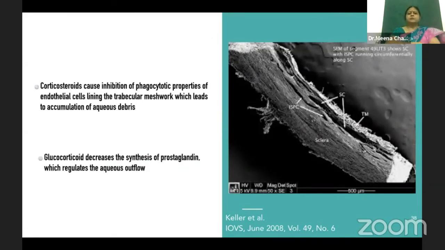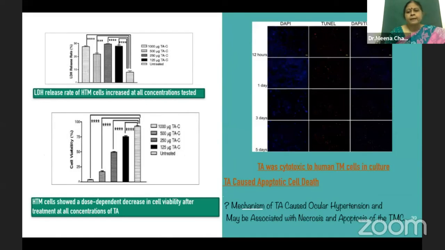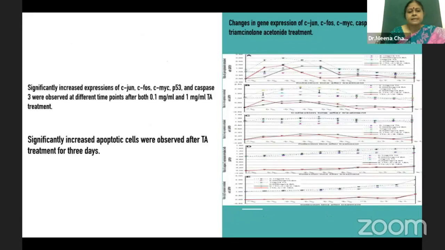In addition, steroids also cause inhibition of the phagocytic properties of the endothelial cells. So we have a lot of debris sitting there at the trabecular meshwork. There's a decrease in the synthesis of prostaglandin, which could dysregulate the aqueous outflow. Steroids also cause apoptotic death, as indicated by the increased expression of LDH enzymes and the presence of genetic materials, FOS, JUN, MYC, and P53, as well as caspases, which are released into the trabecular meshwork after triamcinolone acetonide injection.